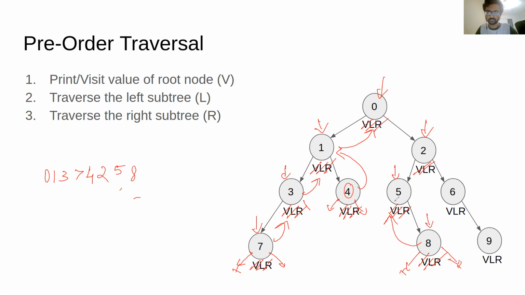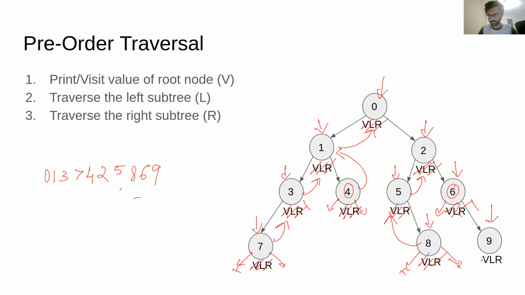V, L, R are complete. So we go to the parent of 5, which is 2. Here we see that R isn't complete. So do we have a right subtree? Yes. So we are at 6. So we visit 6. V gets cancelled. So the output is 6. Do we have a left subtree? No. Do we have a right subtree? Yes. So we are on 9 now. We visit 9. So the output is 9.